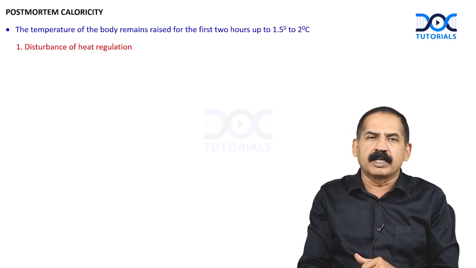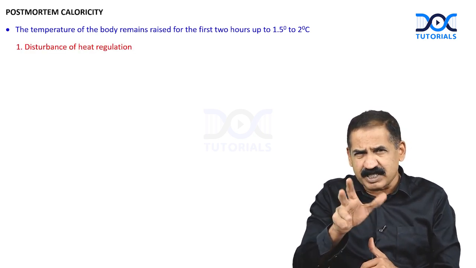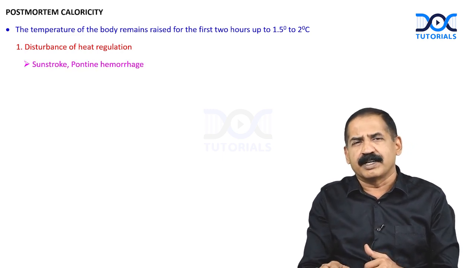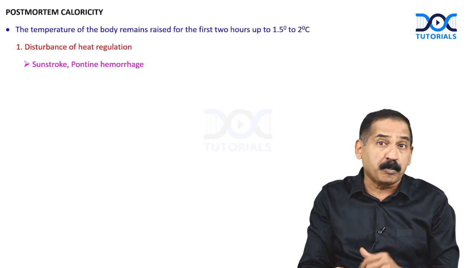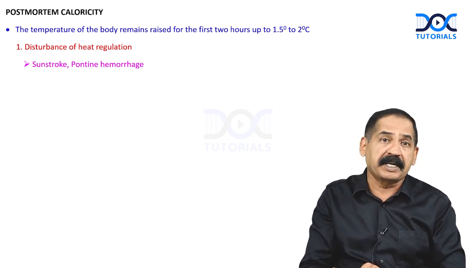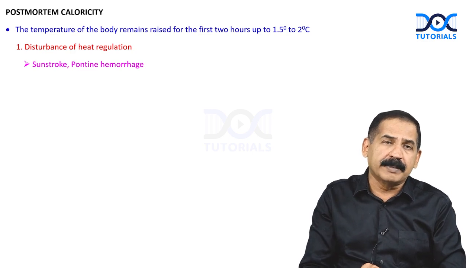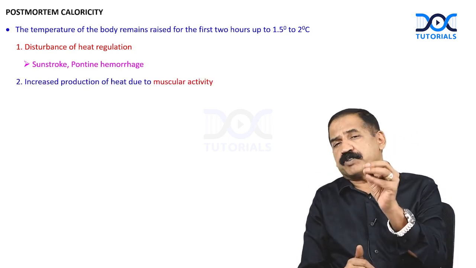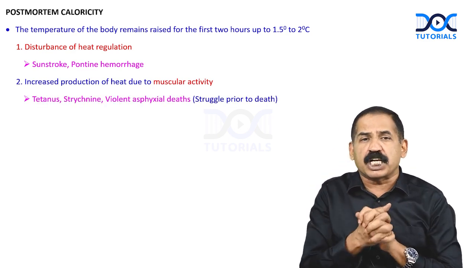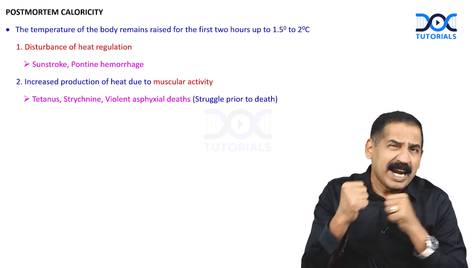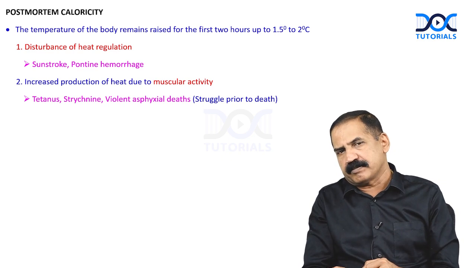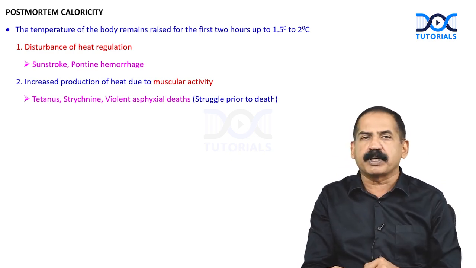Now we should know what are the causes which give rise to rise in body temperature which is seen even after death. Number 1, disturbances in heat regulation. For example, as already mentioned, sunstroke or heat stroke, pontine hemorrhage, where it gives rise to malignant hyperpyrexia. Number 2, increased production of heat due to muscular activity like tetanus, strychnine or nux vomica poisoning, or violent asphyxial death, very overactivity of the muscles.